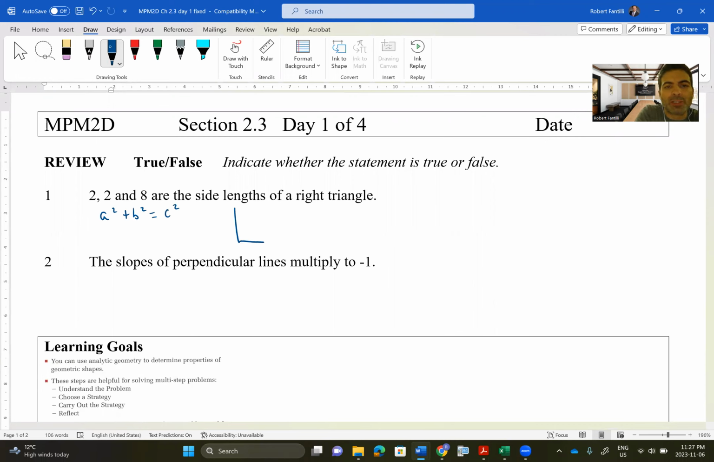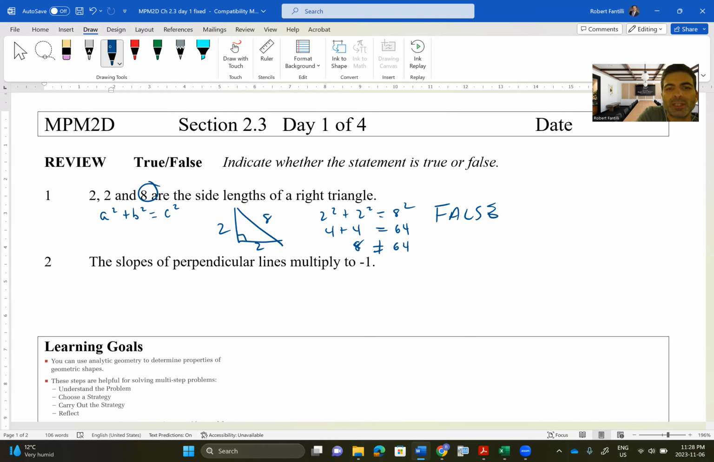If we were to sketch it, we know that the length of the longest side, 8, has to be the hypotenuse, right? And this would have to be 2 and 2. If we follow the Pythagorean theorem, that means 2 squared plus 2 squared has to equal 8 squared. We know that's 4 plus 4 equals 64? 8 does not equal 64. So this one is definitely false, not a right triangle.